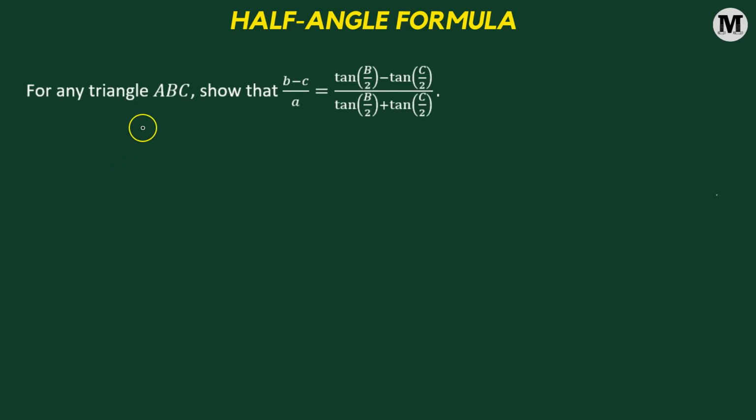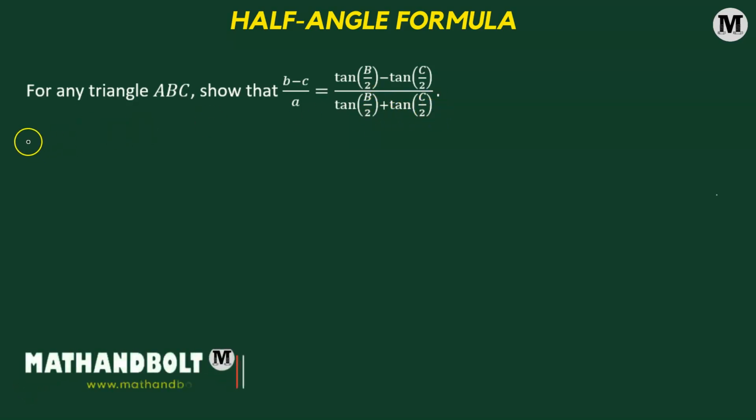For any triangle ABC, we need to show that (b minus c) over a is equivalent to (tangent of B over 2 minus tangent of C over 2) divided by (tangent of B over 2 plus tangent of C over 2). So let us begin.